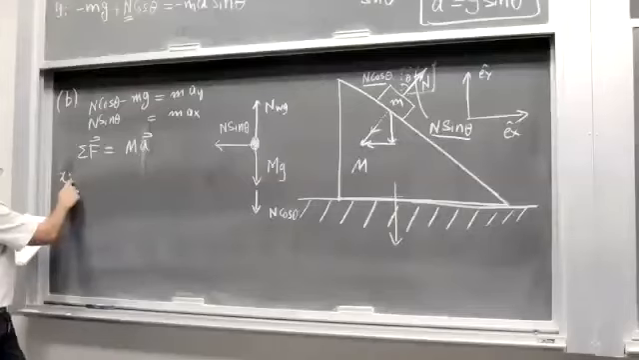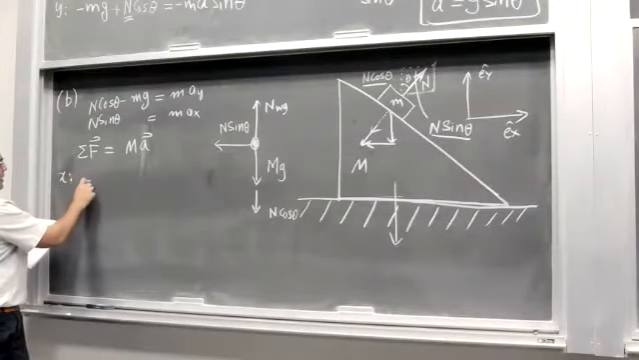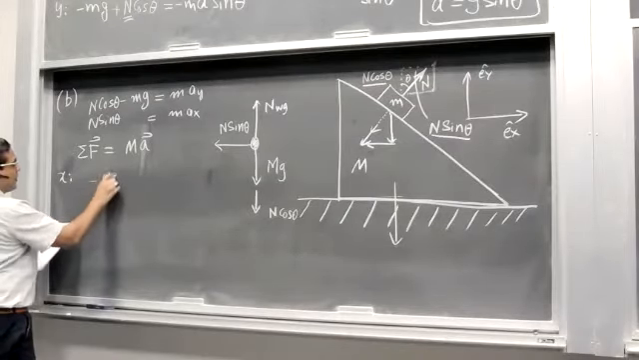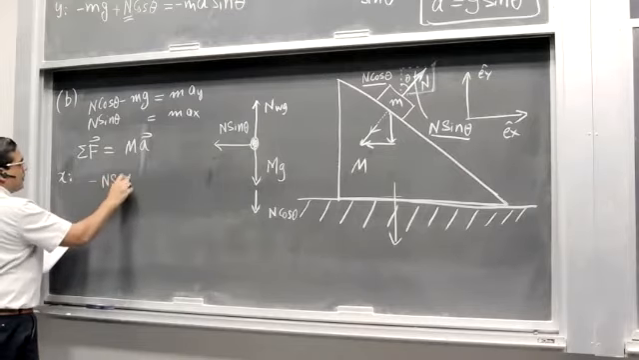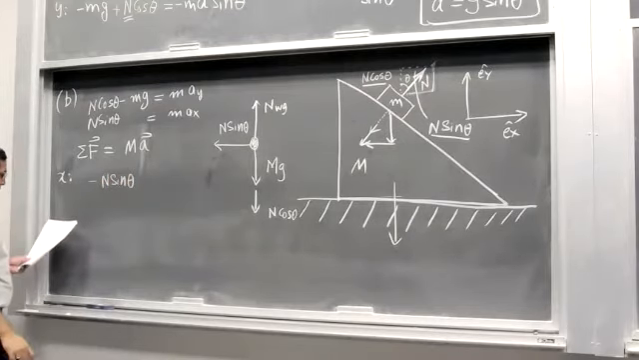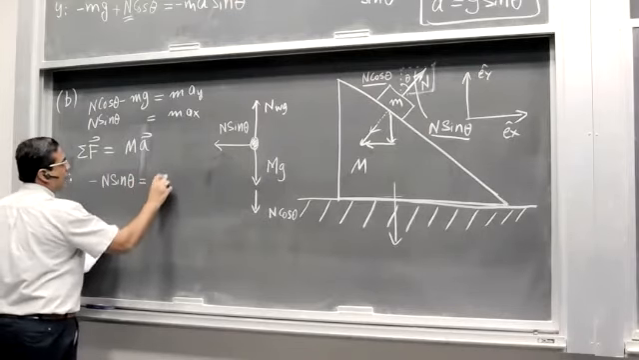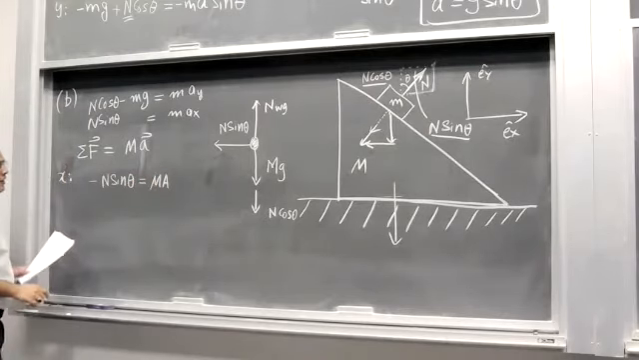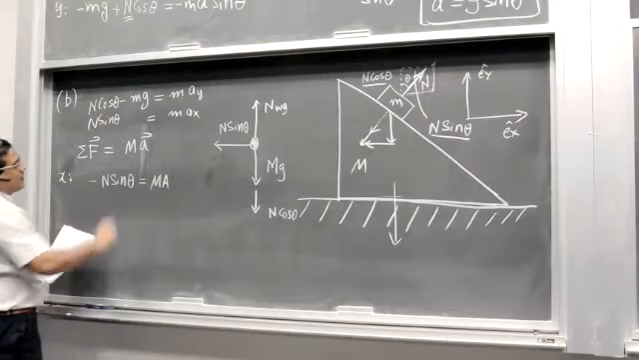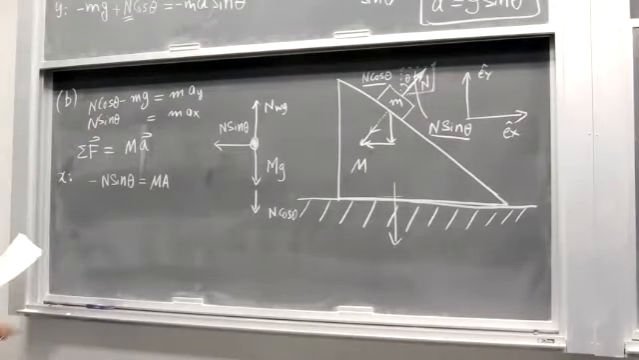All right. First write the x component. So in the x-axis, I have minus n sine theta equals ma. I'm assuming that a is the x component of the acceleration of the wedge.